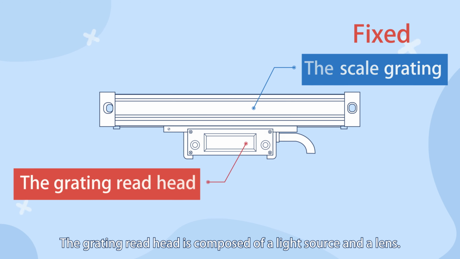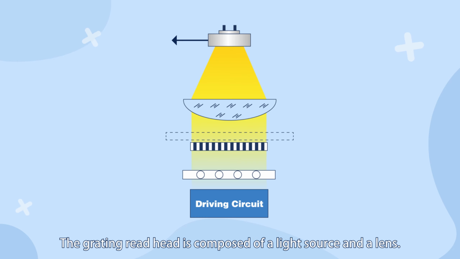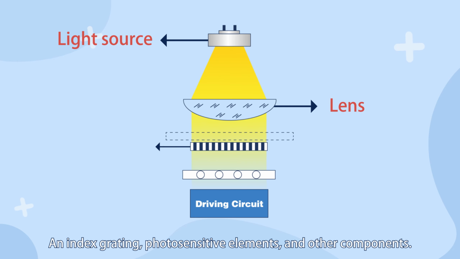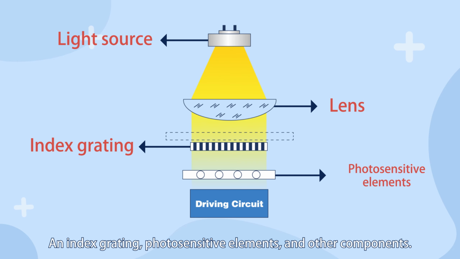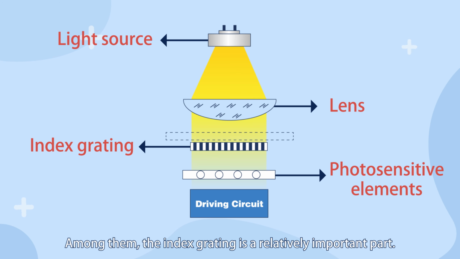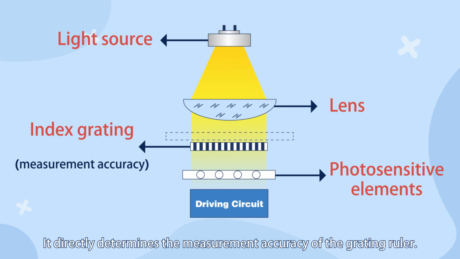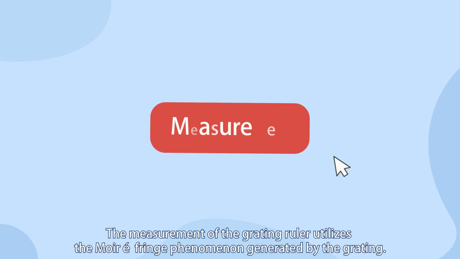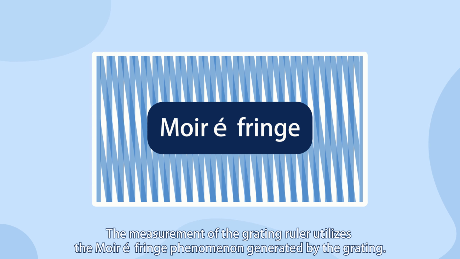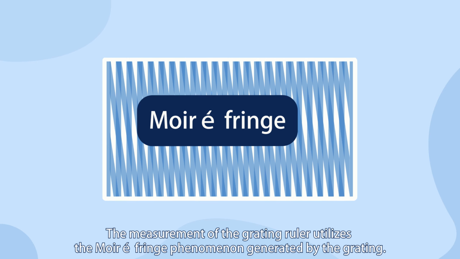The grating reed head is composed of a light source and a lens, an index grating, photosensitive elements, and other components. Among them, the index grating is a relatively important part. It directly determines the measurement accuracy of the grating ruler. The measurement of the grating ruler utilizes the Moore fringe phenomenon generated by the grating.